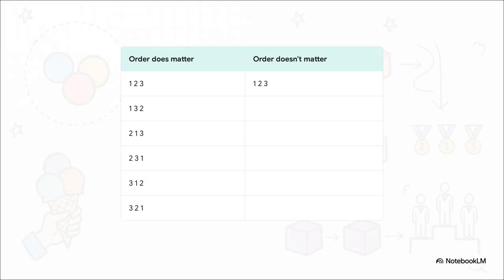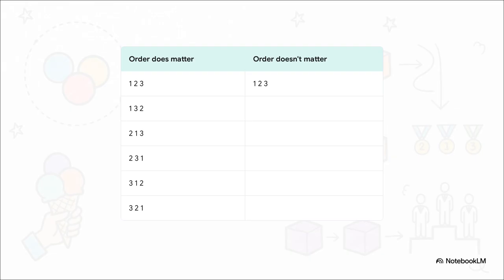Let's say we picked pool balls 1, 2, and 3. Take a look at the left column here. In a permutation where order matters, 1, 2, 3 is a totally different result from 3, 2, 1. In fact, there are 6 distinct ways to arrange those 3 specific balls. That's just 3 factorial. But in a combination where order doesn't matter, all 6 of those permutations collapse into just one single outcome over on the right, the simple group of balls 1, 2, and 3.